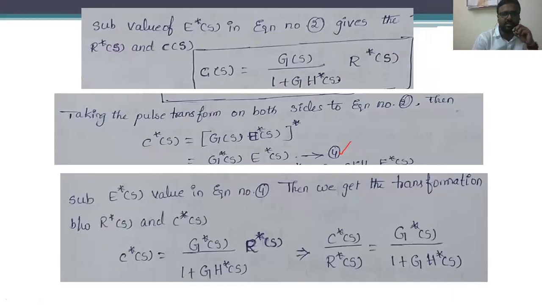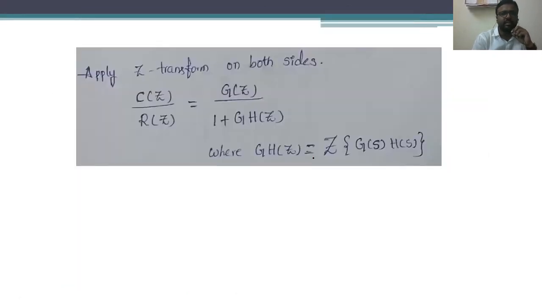So after applying the pulse transfer function for this particular system, this system is going to be converted as C star of S is equal to G star of S divided by 1 plus G into H star of S into R star of S. Okay, so taking this value to this side, we are going to get C star of S divided by R star of S is equal to G star of S divided by 1 plus G into H star of S. So applying the Z transform for this function, we are going to get C of Z divided by R of Z is equal to G of Z divided by 1 plus G into H of Z. That is, this G into H of Z is nothing but the Z transform of G of S and H of S.